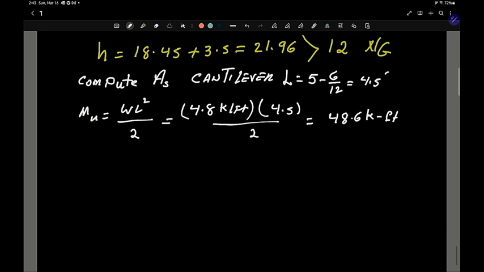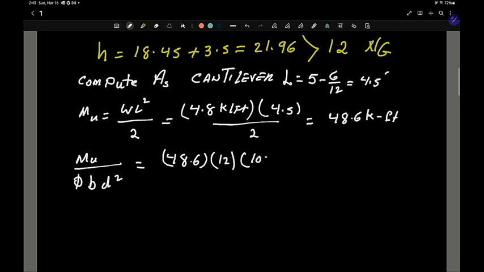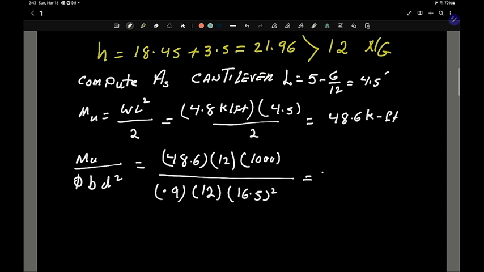The next thing we're going to calculate is the Mu divided by phi b d squared. That's 48.6. Let's convert that to inch-kip times 12 times 1000. So now it's inch-pound. The unit becomes inch-pound. That's what we did. Phi for a beam is 0.9, and 12 inches is b, and our d for the 20 inch was 16.5, and square that, and that will give us 198.3.